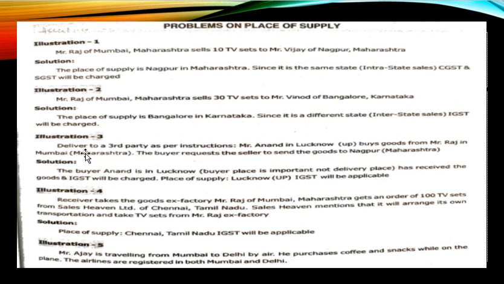Next, illustration 3, delivered to a third party as per instruction. Mr. Anand in Lucknow buys goods from Mr. Raj in Mumbai. So who's the buyer? Mr. Anand. He buys goods from Mr. Raj who's in Maharashtra. Now the buyer requests the seller to send the goods to Nagpur. So now the buyer is requesting the seller to move the goods to a third place, that is Nagpur, Maharashtra.